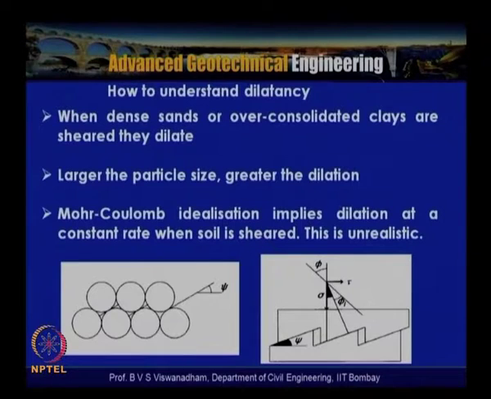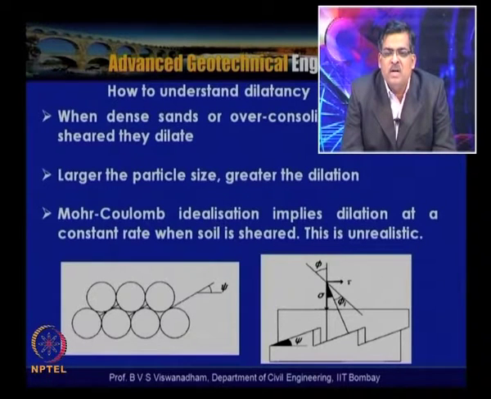for the interpretation of the direct shear test, we said that when dense sands or over consolidated clays are sheared, they dilate. Larger the particle size, greater is the dilation, and a decrease of the particle size decreases the tendency of the soil to dilate. The Mohr Coulomb idealization implies dilation at a constant rate when a soil is sheared, and this appears to be unrealistic.